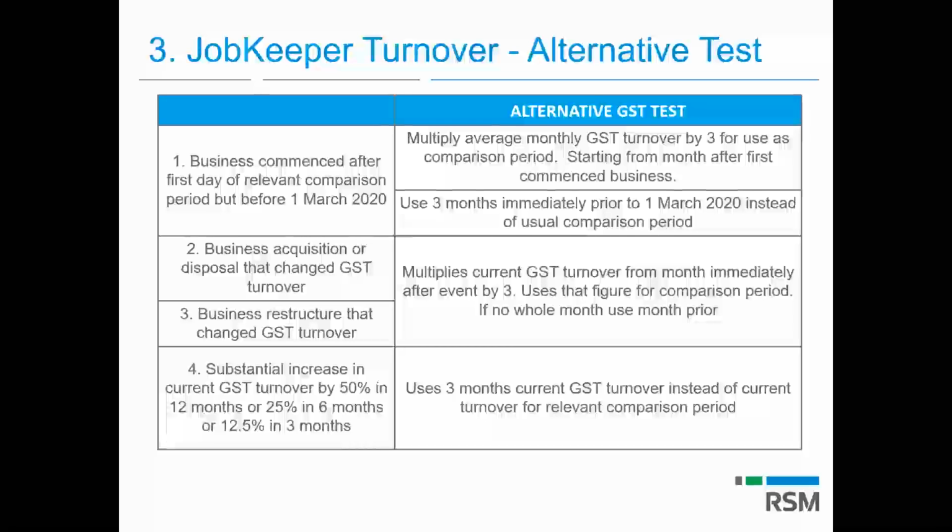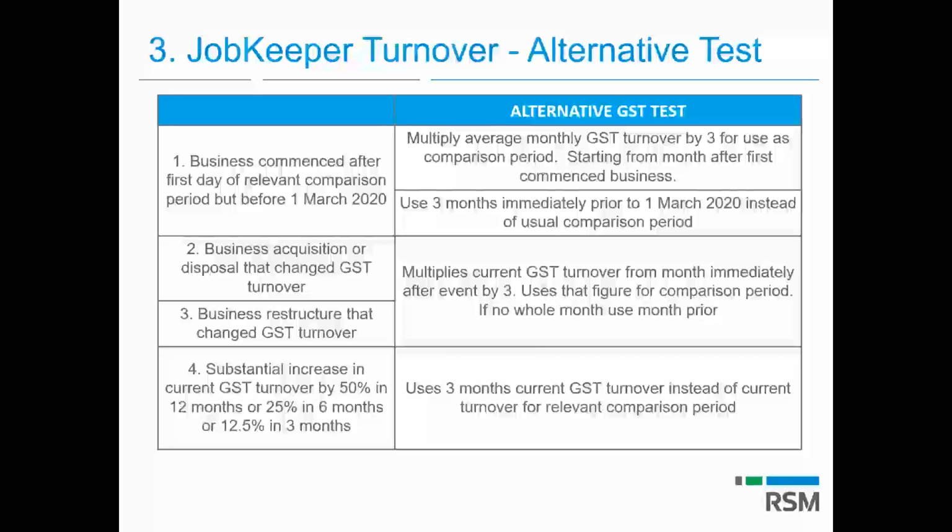The alternative test in this situation is to use the turnover for the month after the disposal, acquisition or restructure occurred, and then just multiply that number by 3 to get to a quarterly period. Where there are multiple acquisitions, disposals or restructures, the test can be applied separately to each acquisition, disposal or restructure. And this is different from the test in JobKeeper 1, where you had to use the month after the final event, which in some cases was a COVID affected period and therefore limited access to the test.